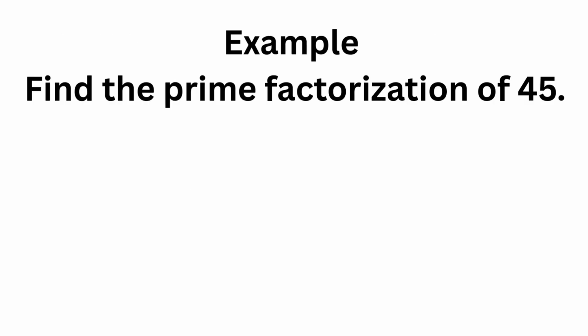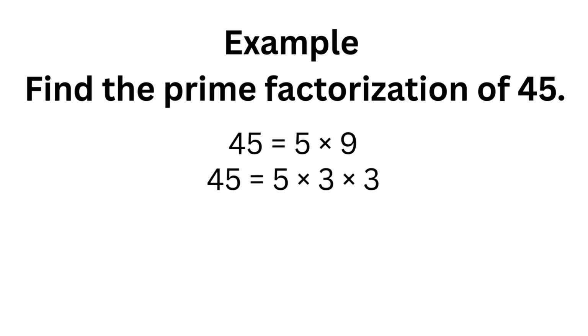Now let's solve an example together. Find the prime factorization of 45. The goal is to keep breaking the number into smaller factors until all the factors are prime. We know that 45 equals 5 times 9. The number 5 is already prime, so we don't break it further. But 9 is not prime, and it can be written as 3 times 3. So, 45 becomes 5 times 3 times 3. Now all the factors are prime, so we stop here.